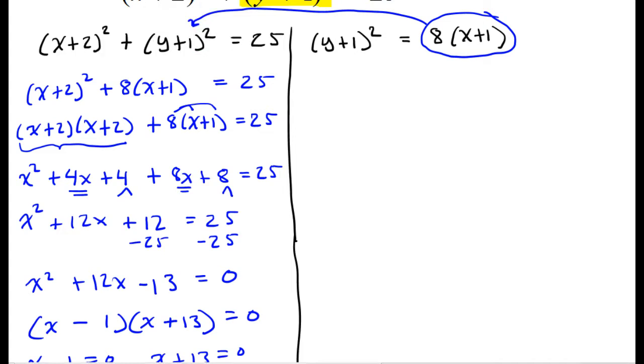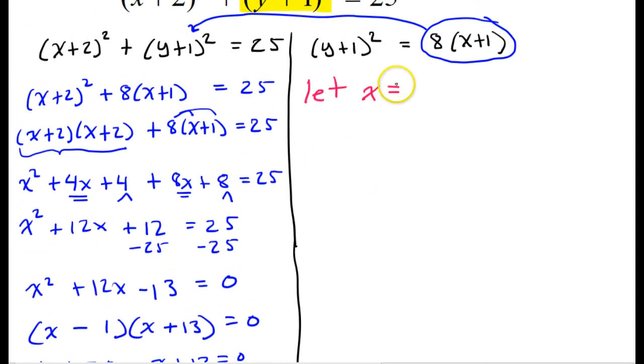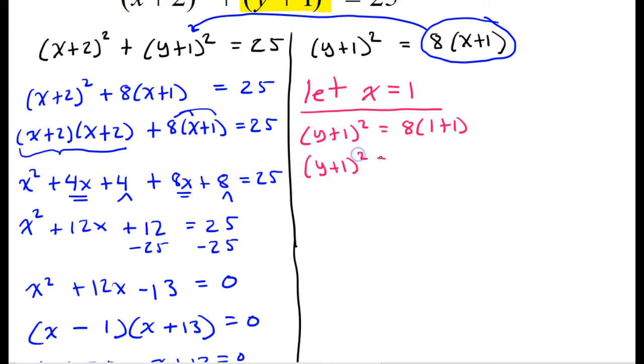Okay, so one by one I will substitute in the two x values that I just found. Okay, so that's 1 and negative 13. So let's start by letting x equal 1, and let's see what we get for y. So if x is equal to 1, then this equation will become y plus 1 squared is equal to 8 times 1 plus 1. All right, I'm letting x be 1. So that's y plus 1 squared is equal to 8 times 2. So y plus 1 squared is equal to 16.